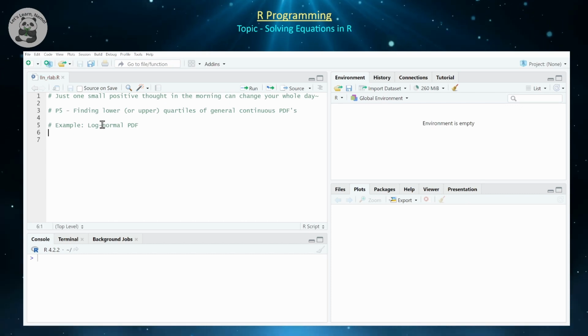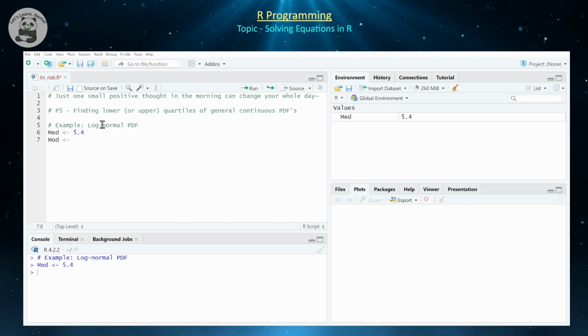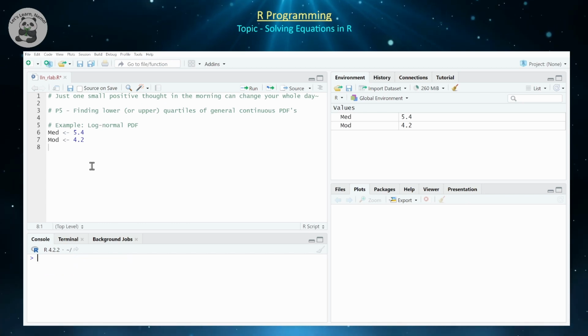All right, so let's get started by building our probability density function. So for a log normal probability density function, usually you know the median and the mode of the distribution. Let's assume, for the sake of example, the median is 5.4 and the mode is equal to 4.2. Let's assume that those are the two things. When I did this in my probability video, I used the same exact example as this, so I'm going to use it here for consistency.